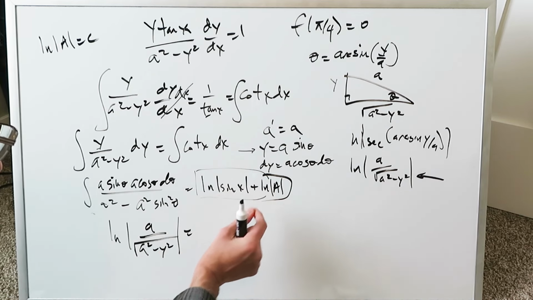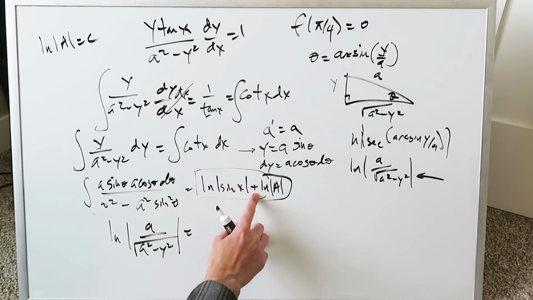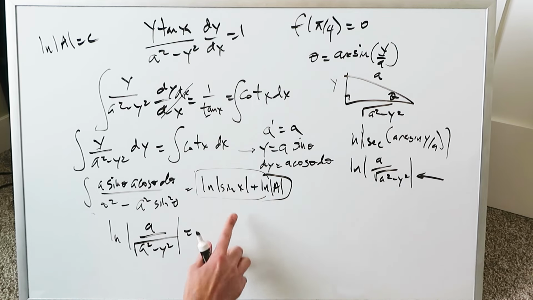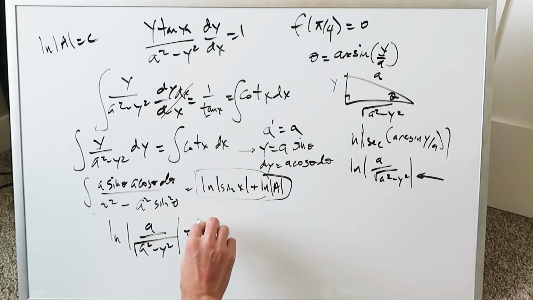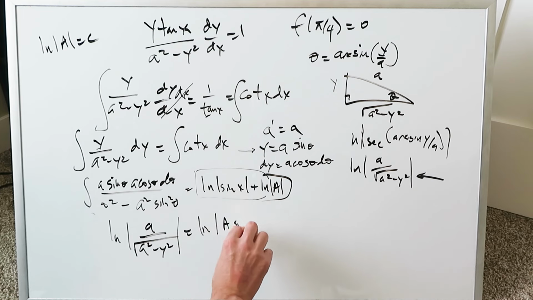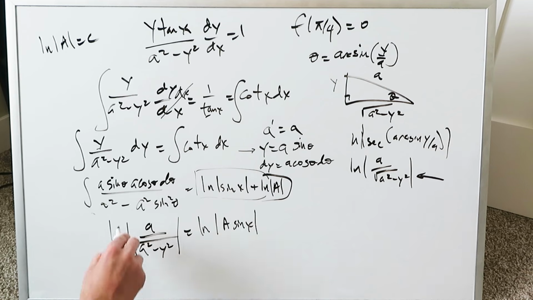Bring it into a common log by means of properties of logs. Individual logs in a sum format are equal to under a common log in a product format. Natural log a sine x. Properties of logs will help eliminate the natural log. So you really have a over all of this. Root is equal to a sine x. So let's take this to completion here.